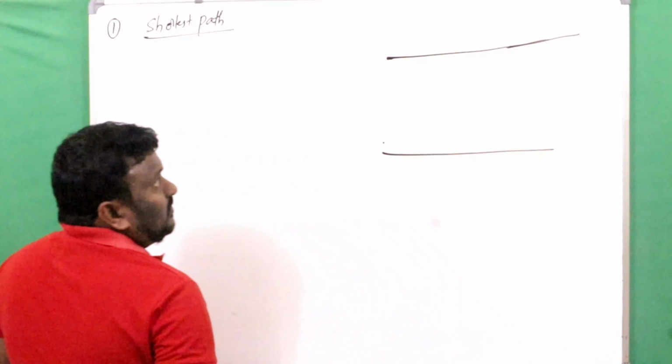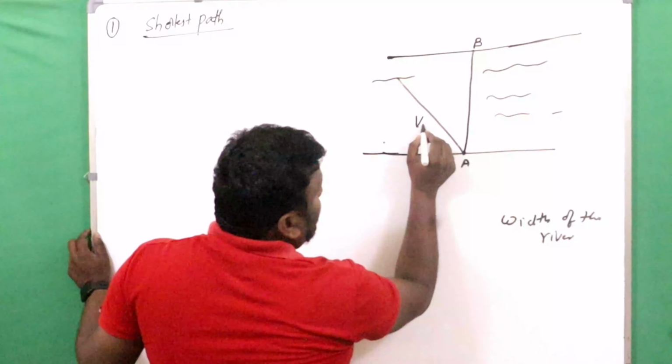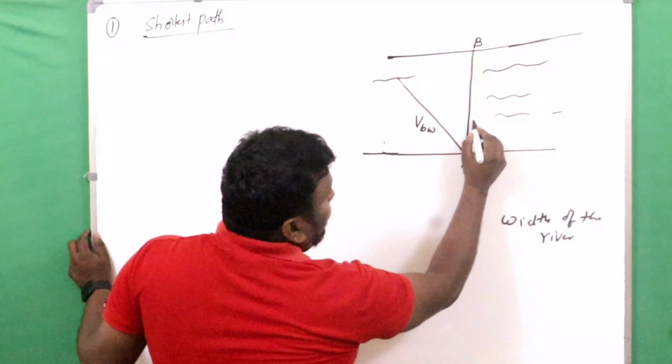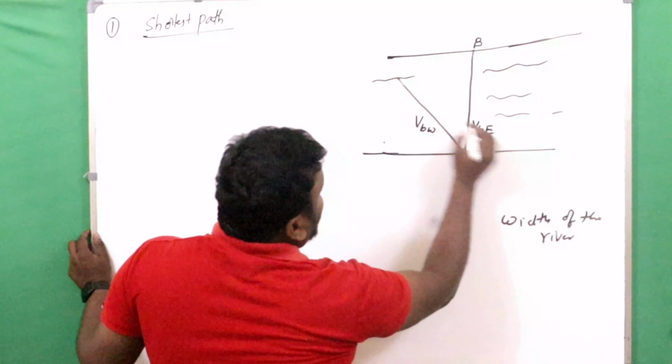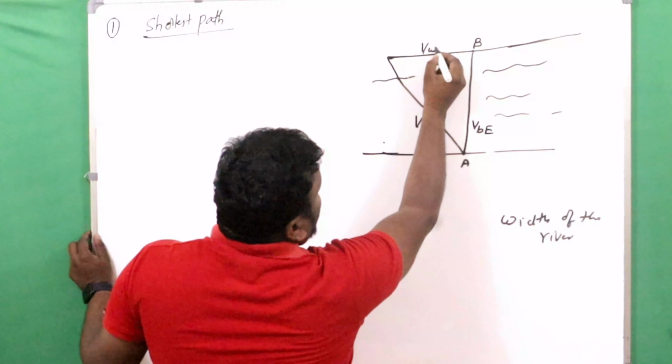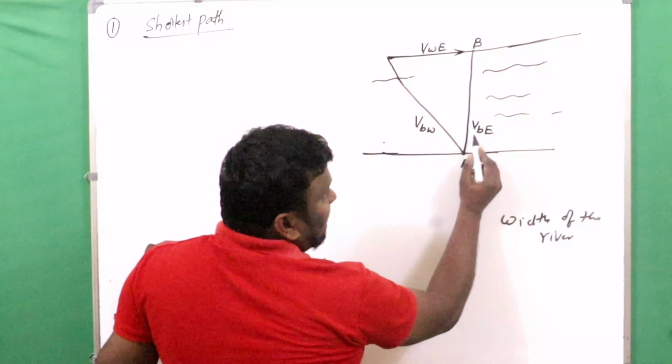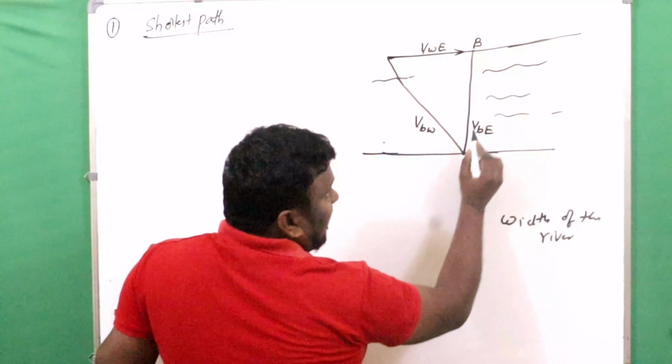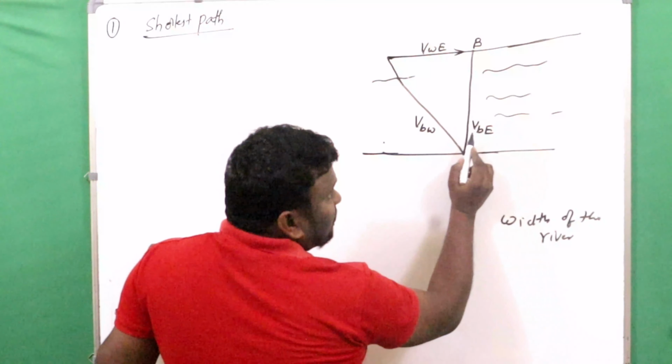In this case, the water is moving like this. Here we are showing this as VBW and this as VBE, and this one is obviously VWE. The velocity of water is in this direction and the resultant velocity is VBE, the velocity of boat with respect to earth or ground, which should be in this direction.